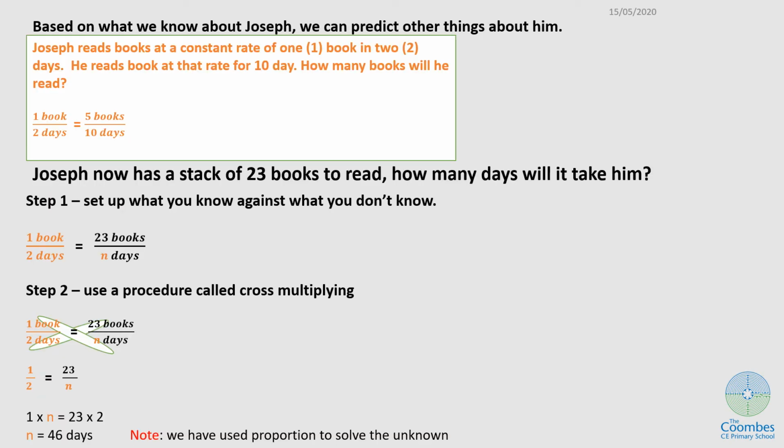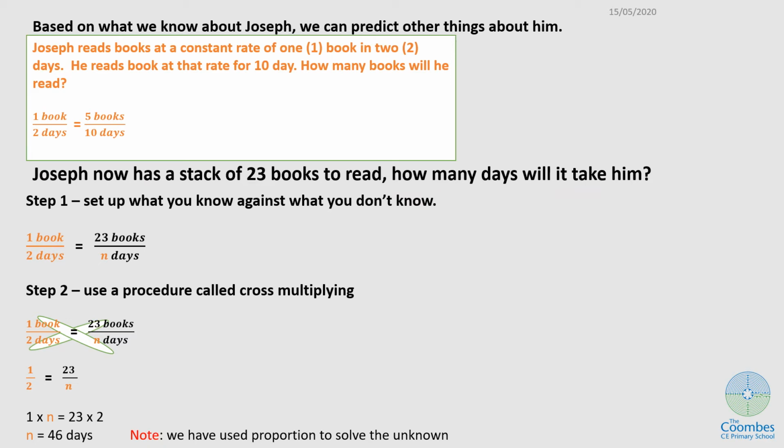Based on what we know about Joseph, we can predict other things about him. This is what we know about him already: he can read 1 book in 2 days, so in 10 days he can read 5 books from our previous slides. Now let's say Joseph has a stack of 23 books to read. How many days will it take him?